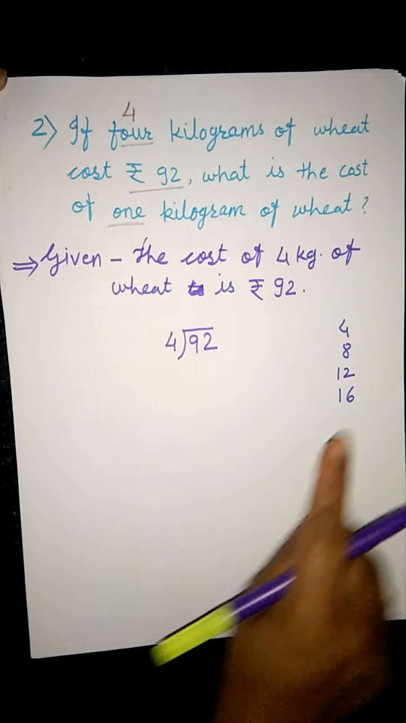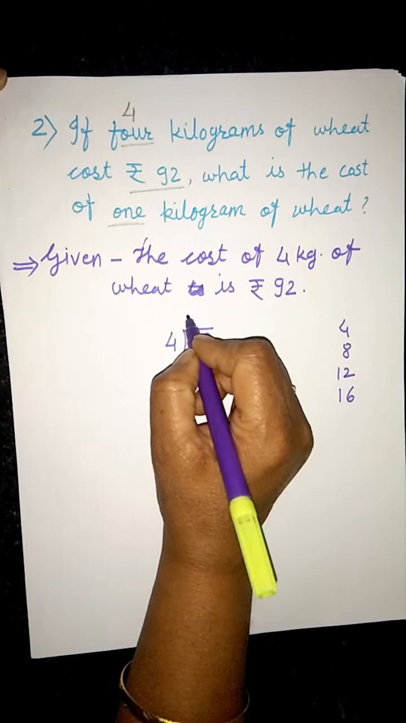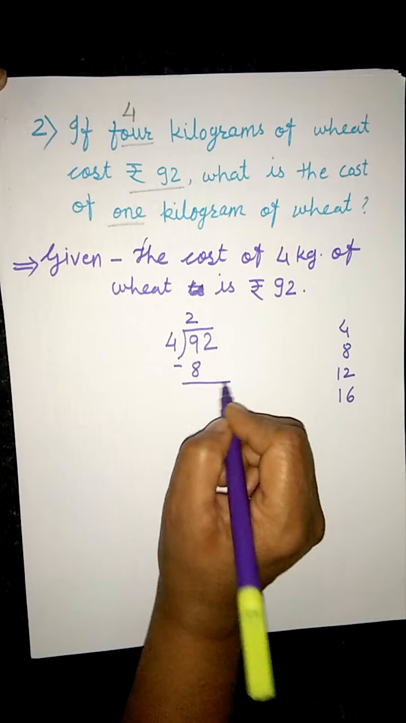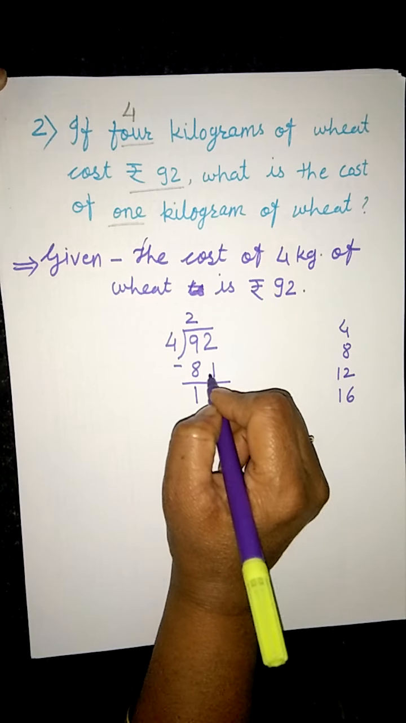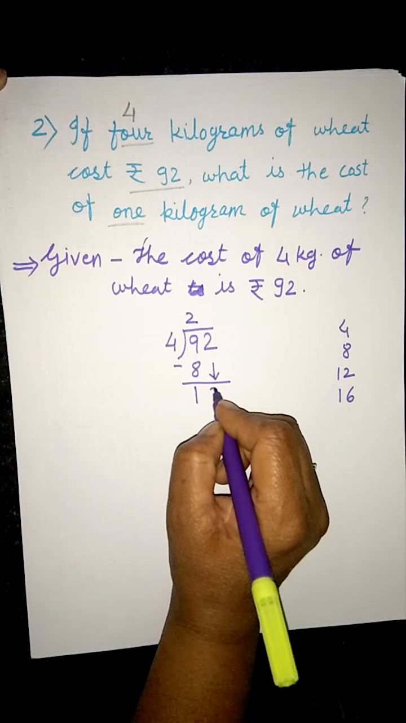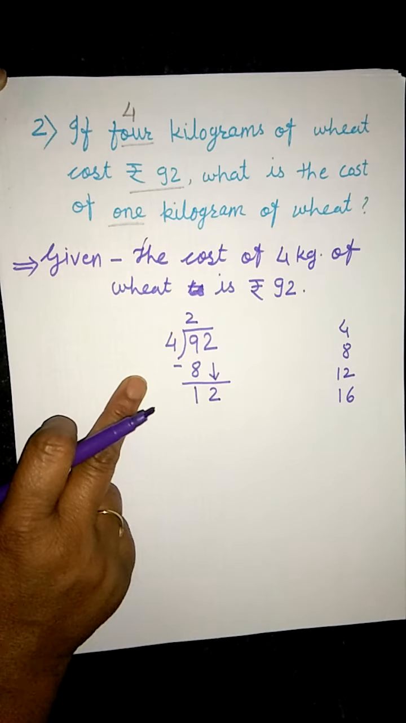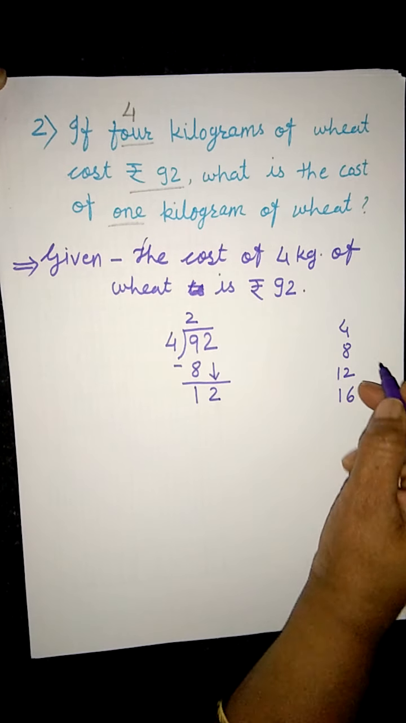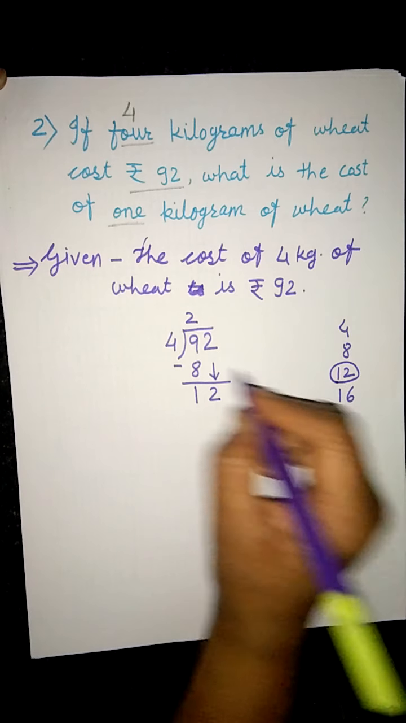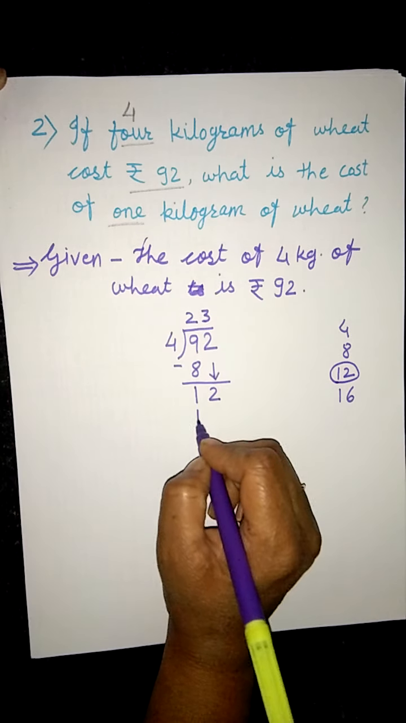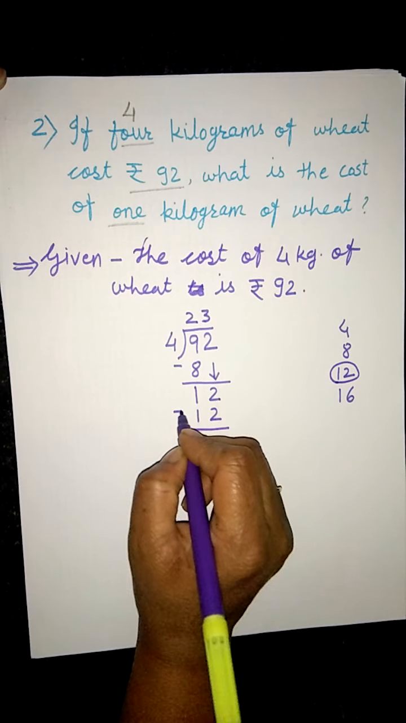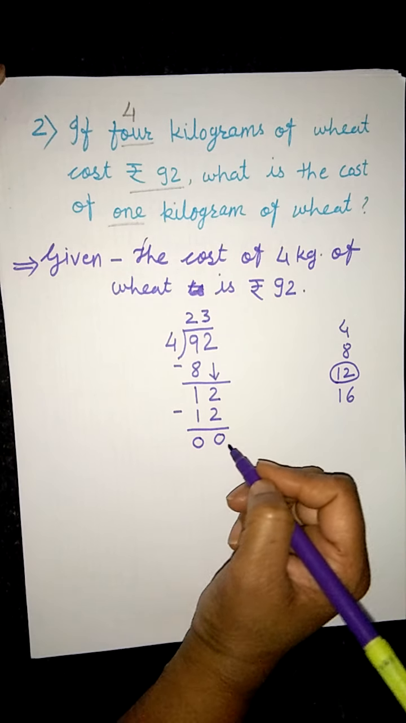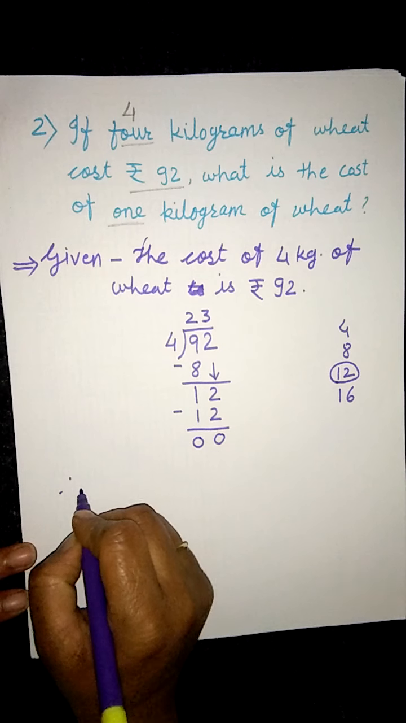Now in this table 8 is smaller than 9. So I am writing here 4 twos are 8. 9 minus 8, 1. Again I bring it down, write here 2. Now in 4's table, 4 ones are 4, 4 twos are 8, and 4 threes are 12. So write here 4 threes are 12. Put the minus sign. 2 minus 2, 0. 1 minus 1, 0.